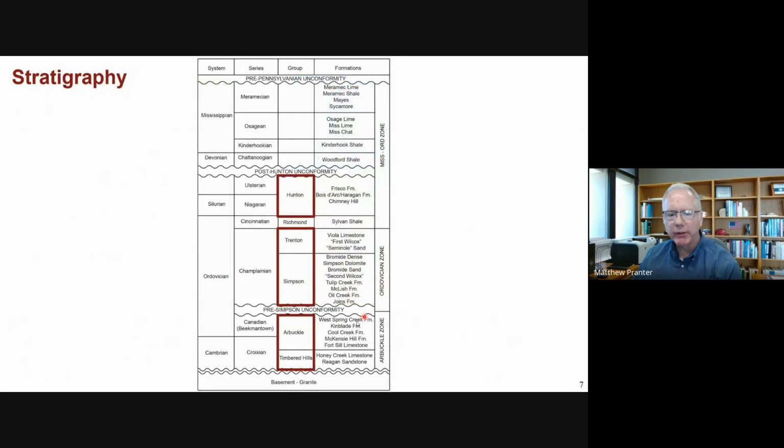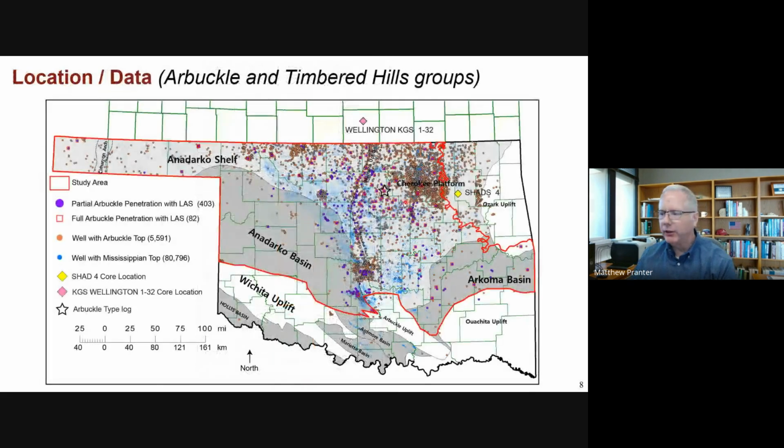So we're mainly going to focus on the Arbuckle and Timbered Hills groups, the Cambrian-Ordovician, the Simpson and Trenton groups, specifically the Viola limestone, and then the Hunton group. To do this, quite a bit of data were used across the state.